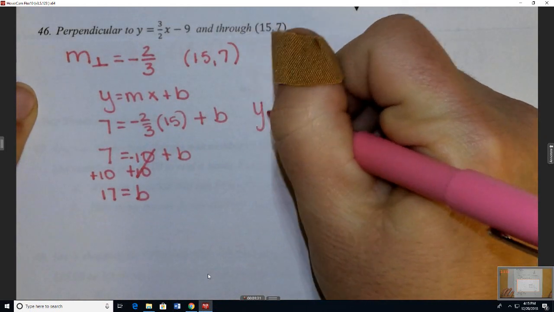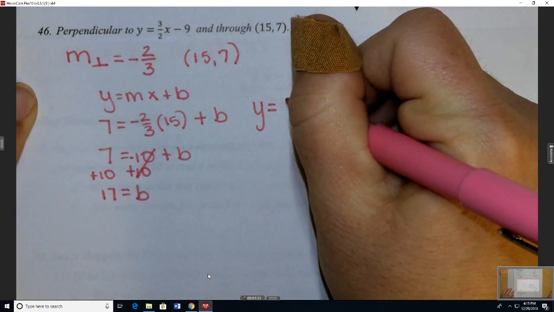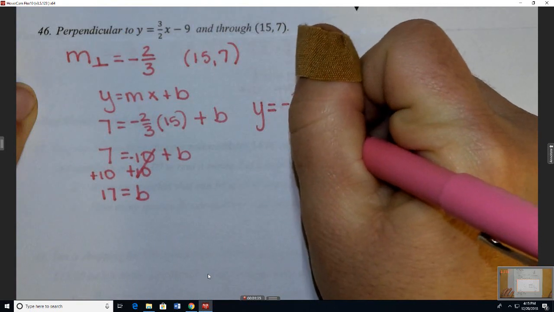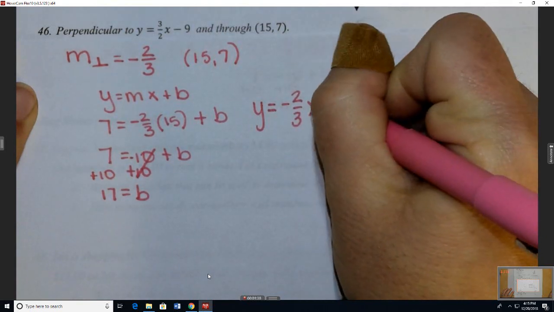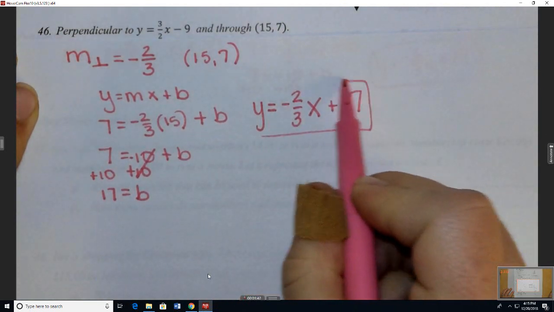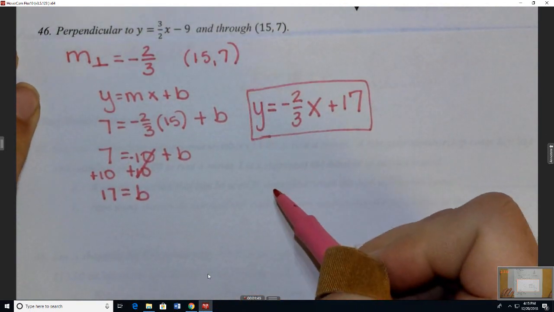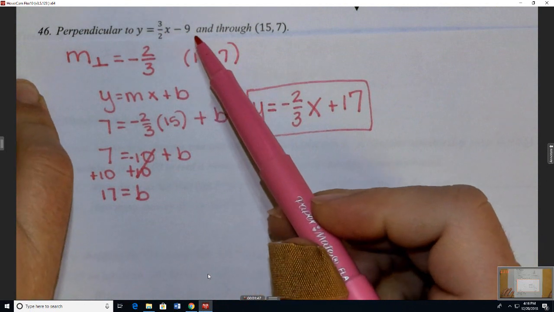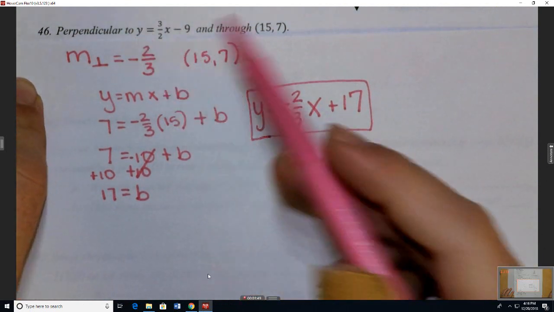So we can write the equation of the line perpendicular by plugging in the slope of the perpendicular line and the y-intercept we found. Okay, notice that we didn't use the -9 at all. That just belongs to the original line.